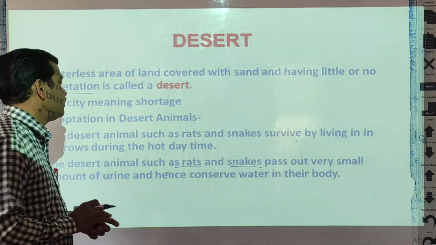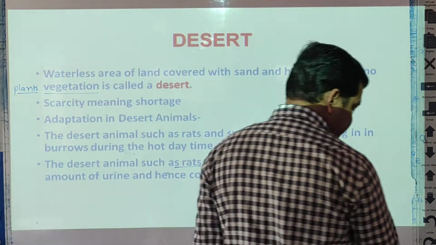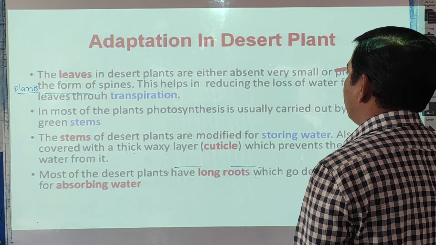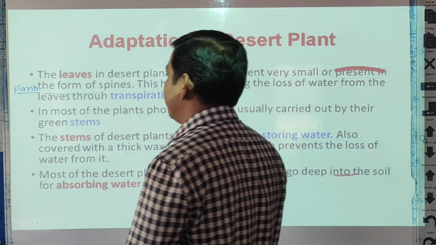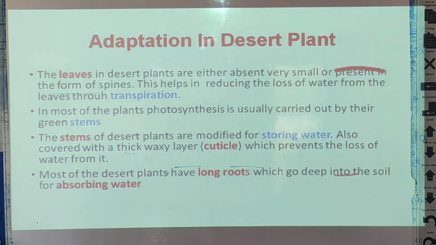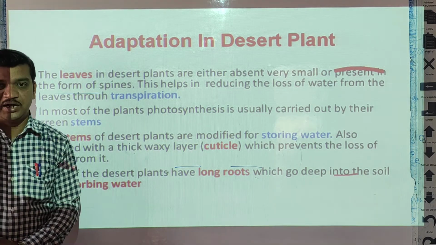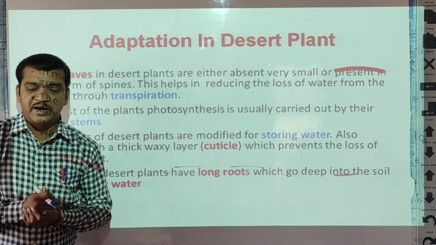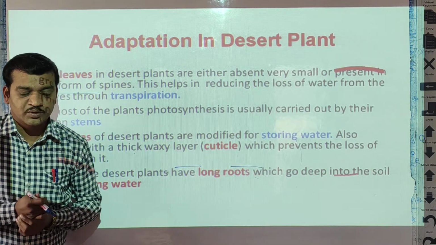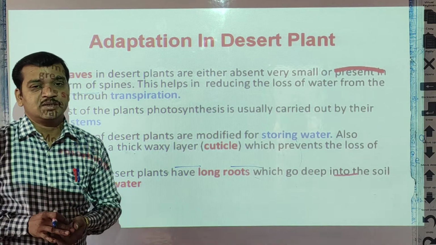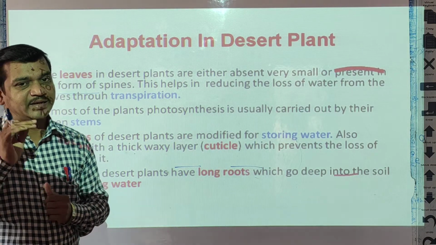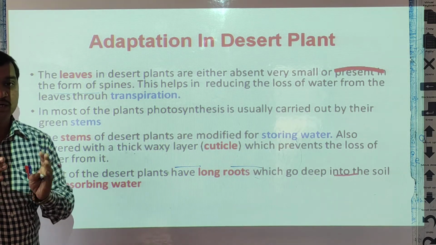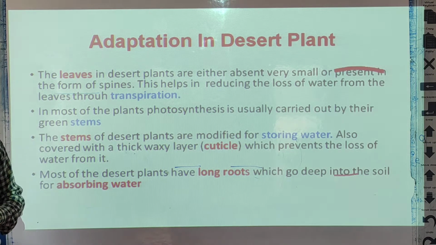Okay students, now we will go to the next part. This was about the animals, and now we are going to see about the plants. Adaptations in desert plants. Before starting the adaptations of desert plants, one question I will ask you. Which is the most common desert plant? Cactus is the most common desert plant, which we can see in abundance in desert area.